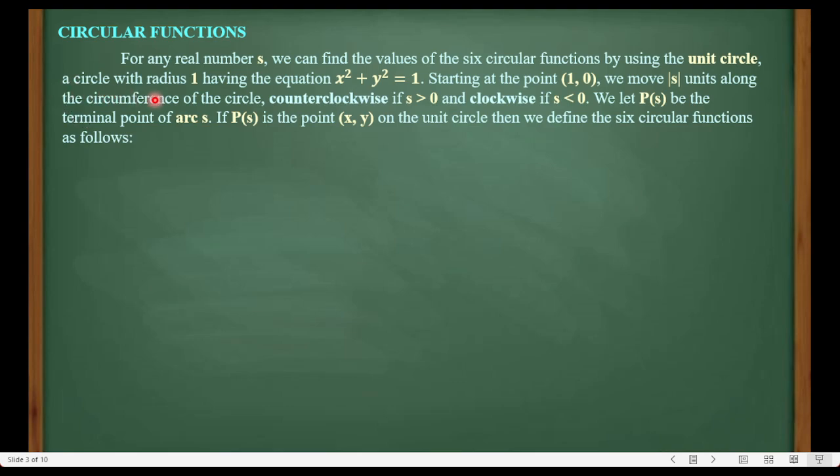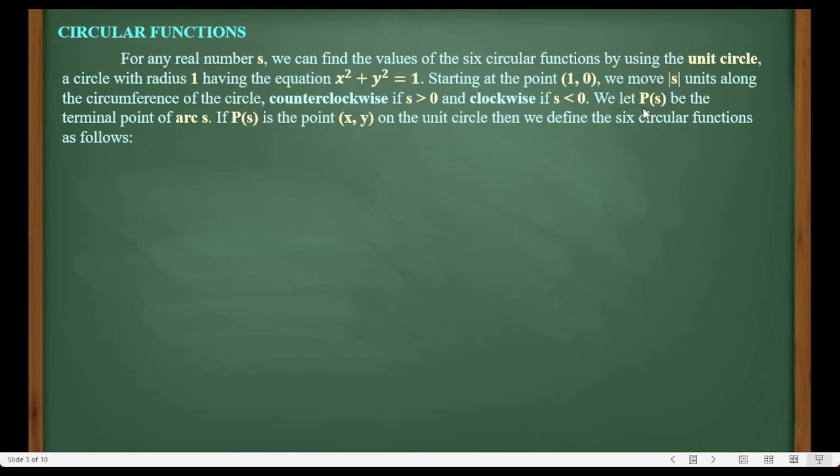The unit circle can be defined as a circle with radius having 1 unit and whose equation is x squared plus y squared equals 1. Starting at the point whose coordinates are 1, 0, we move s units, or the absolute value of s units, along the circumference of the circle, counterclockwise if s is greater than 0, and clockwise if s is less than 0, meaning negative.